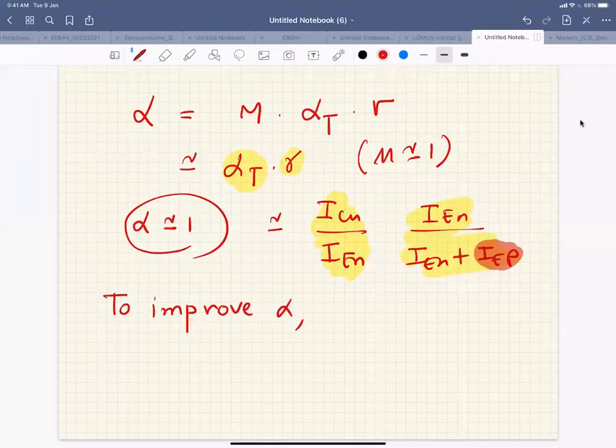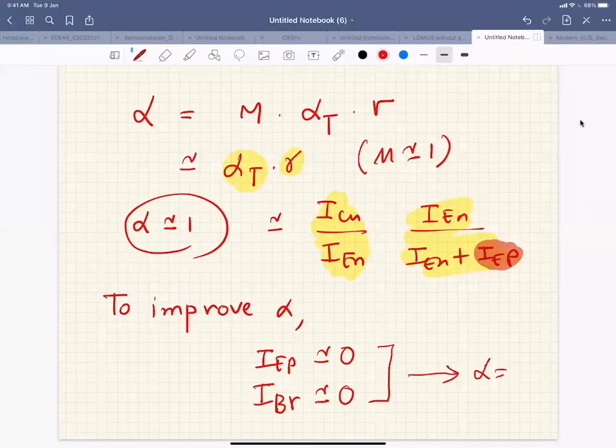So your IP should be close to 0 and your base recombination current should be equal to 0, right? If IP equals 0 and IBR equals 0, then your alpha will be 1. That means if you somehow manage to do this, then your alpha will be 1 and your beta will be infinite, right? Beta will be infinite.